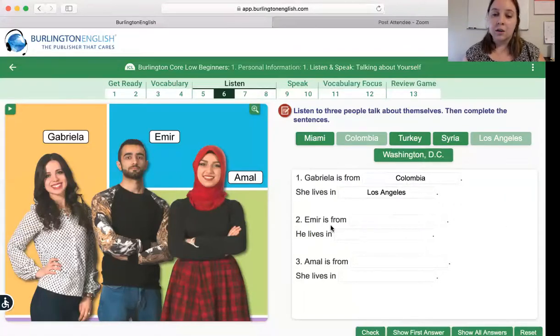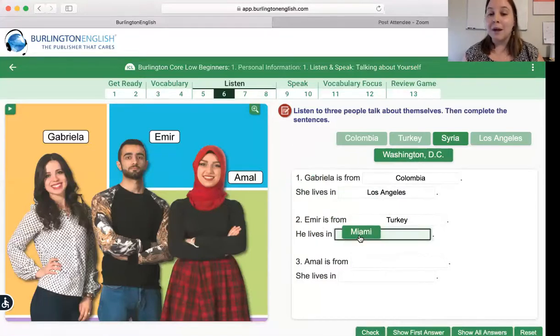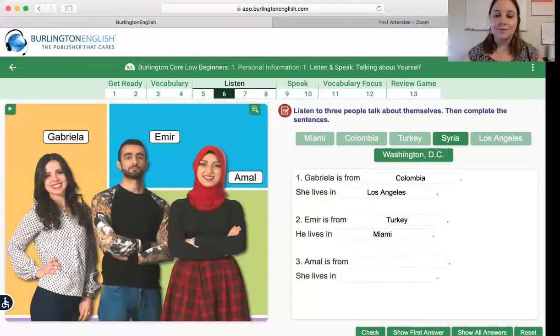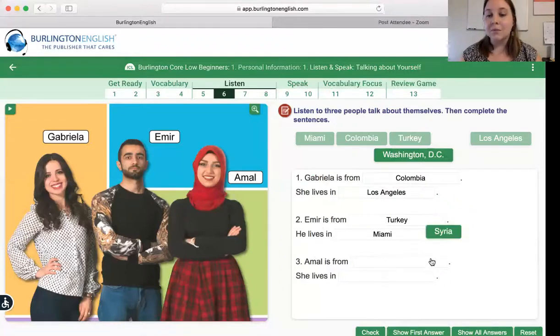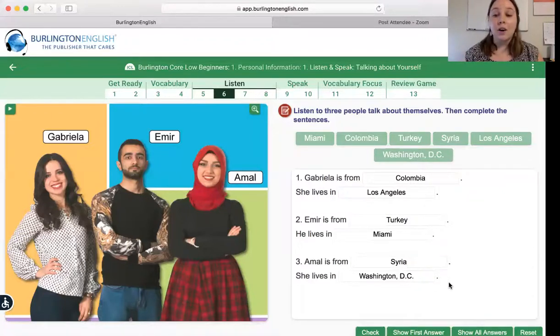What about Emir? Where is he from? Good. He is from Turkey. And where does he live? Good. He lives in Miami. Good. What about Amal? Where is she from? Good. She is from Syria. And where does she live? Washington, D.C. Good. Good.